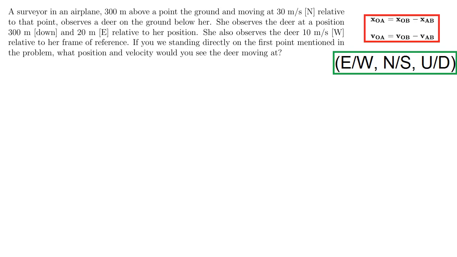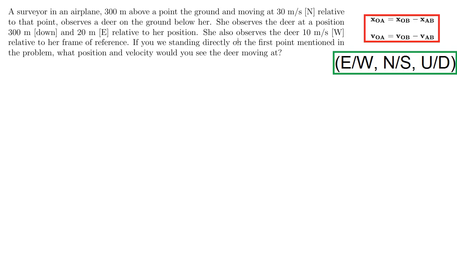Now, the trick to dealing with all these problems is that you're dealing with different frames of reference. So you need to be able to identify which frames of reference are present here. When dealing with this, you can read through the problem. We've got a surveyor up in the airplane. They're 300 meters above the ground and moving at 30 meters per second north relative to a point, which is where the external observer is sitting. The person in the plane observes the deer 300 meters downwards and 20 meters east relative to her own position.